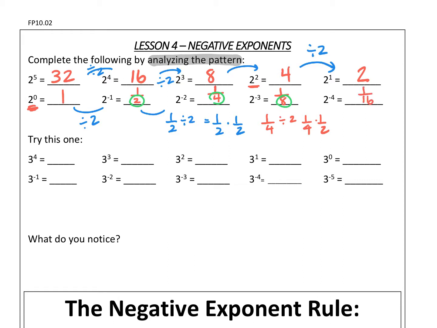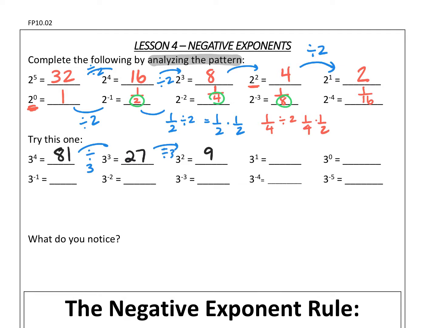Okay, let's try 3 to the power of 4. So if you need your calculator to get these first couple, so 3 times 3 is 9, times 3 is 27, times 3 is 81. 3 times 3 times 3, so 9 times 3 is 27. 3 times 3 is 9. So you can see here what I'm doing is I am dividing by 3 each time. So we're always dividing by whatever that base is, right?